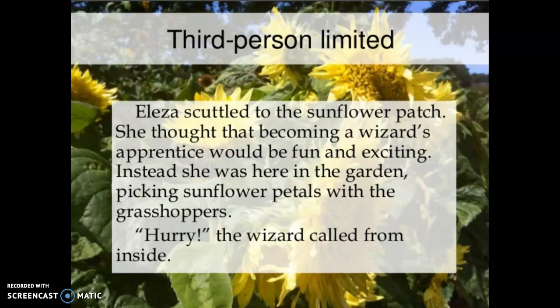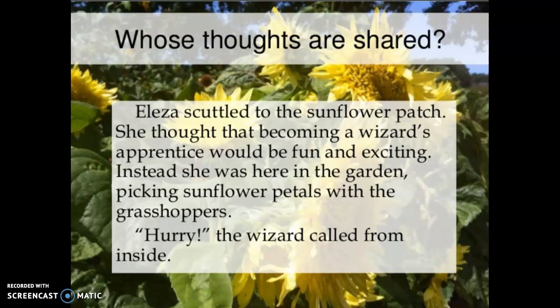Elsa scuttled to the sunflower patch. She thought that becoming a wizard's apprentice would be fun and exciting. Instead, she was here in the garden picking sunflower petals with the grasshoppers. Hurry, the wizard called from inside.